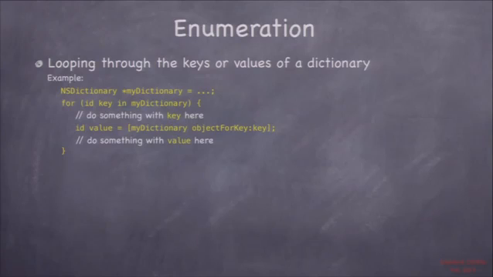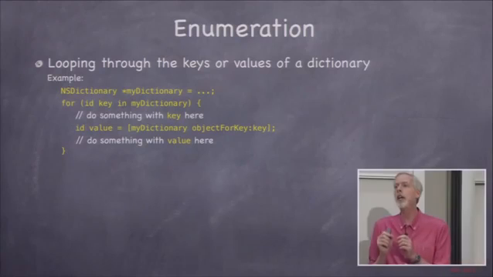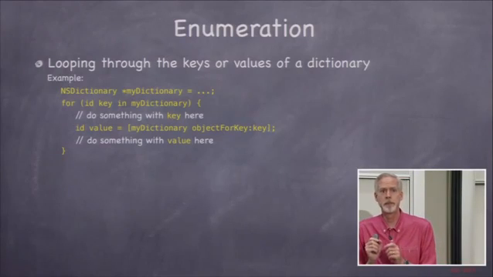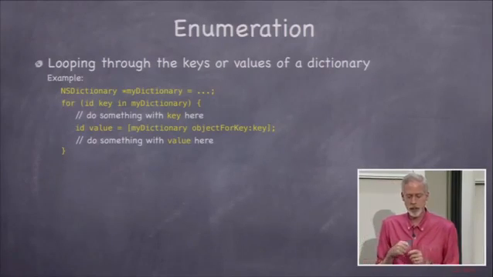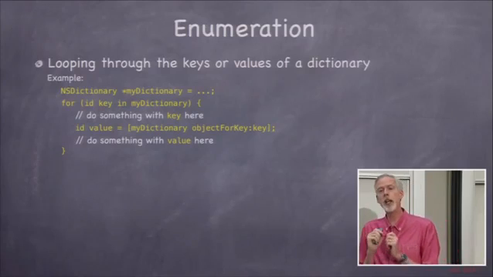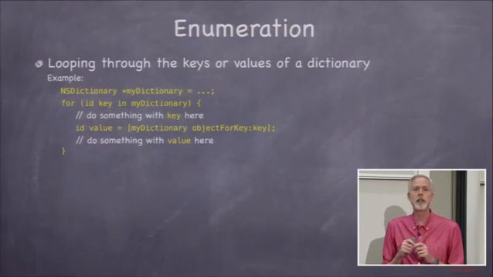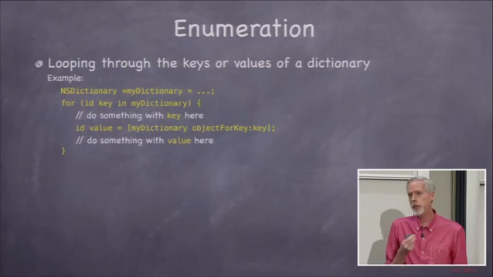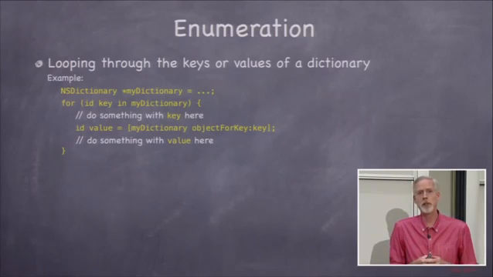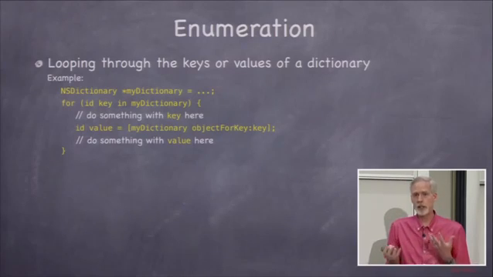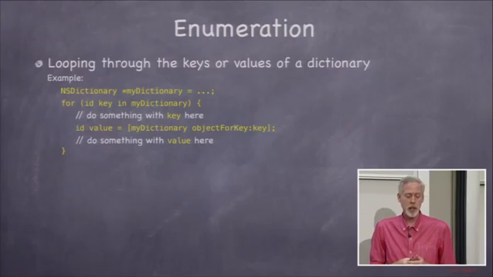Looping through a dictionary looks like this. You do for ID key in the dictionary. So basically, when you do for in on a dictionary, you're looping through the keys. Now, of course, inside, it's really easy to just say value equals object for key, or even use the square brackets notation to get the value. So you're kind of looping through the values too, as long as your hashing is efficient, which it is if they're strings.